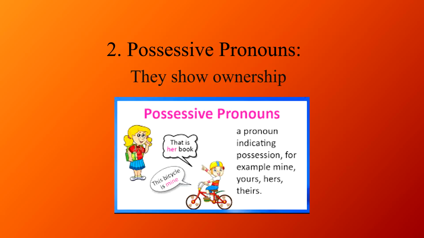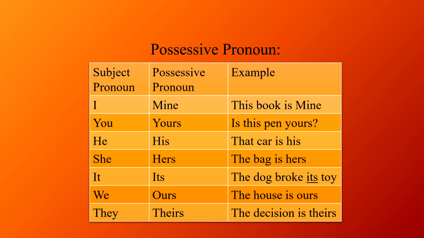Next, let's learn about possessive pronouns. These words tell us who owns something. They show possession or ownership. For example, if a pen belongs to me, it is mine. Here are the possessive pronouns. Mine. Use mine when something belongs to me. For example, this book is mine. Yours. Use yours when something belongs to you. For example, is this pen yours?